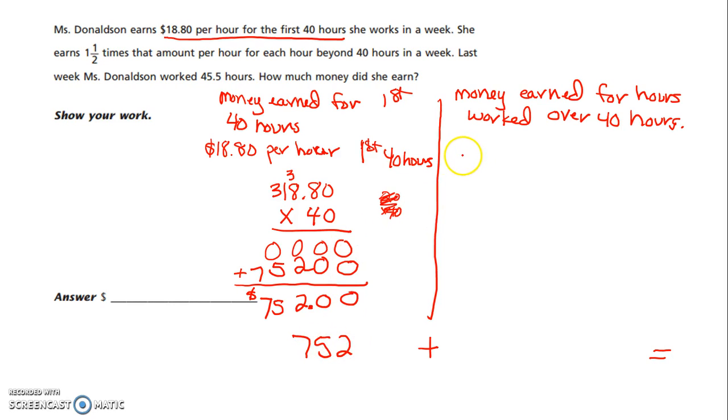All right, so we know how much she made for the first 40 hours. Now we've got to figure out how much she earned over 40 hours. Well, we know she makes 1.5 times the amount per hour for each hour beyond 40 hours.